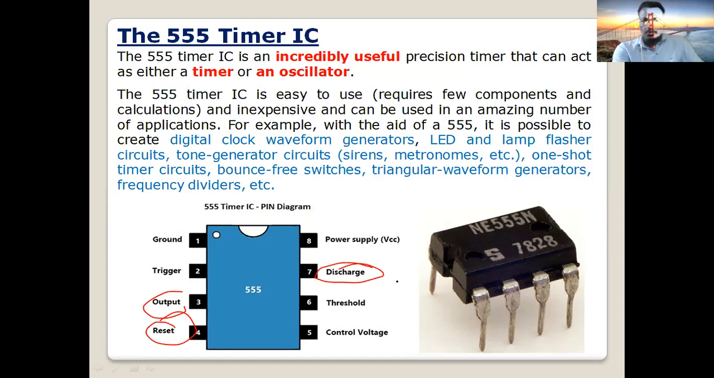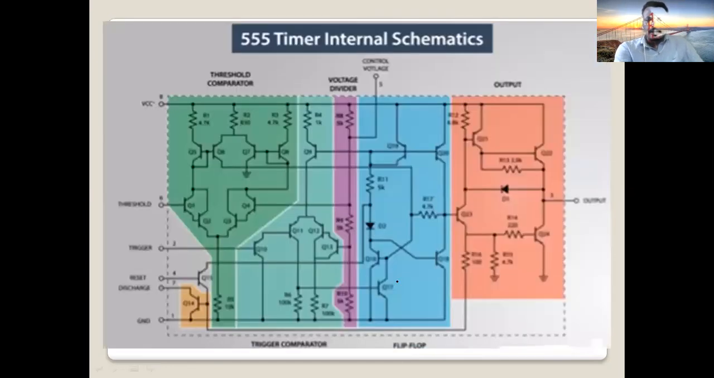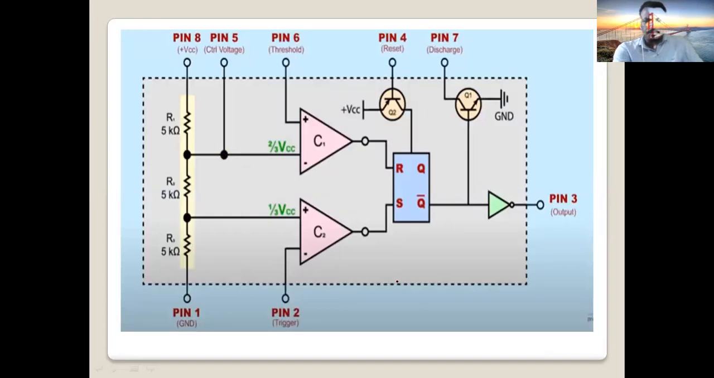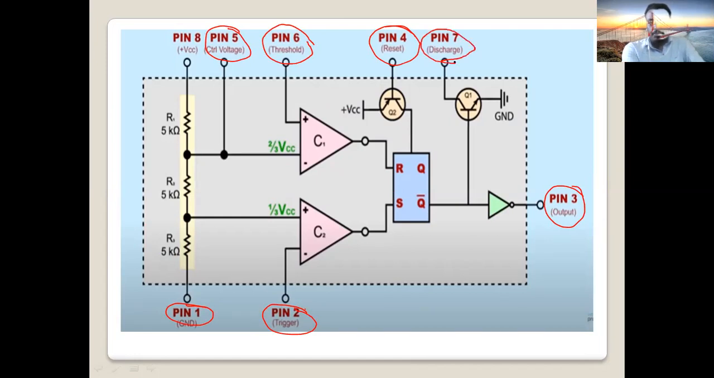So let's go to the block diagram. This is a block diagram of a 555 timer. What are inside the timer? How many pins? Pin number 1, you see here. Pin number 1 is ground. Pin number 2 is trigger. Pin number 3 is output. Pin number 4 is called reset. Pin number 5 called control voltage. Pin number 6 is our threshold input. Pin number 7 is called discharge pin. Pin number 8 is called VCC, power supply.